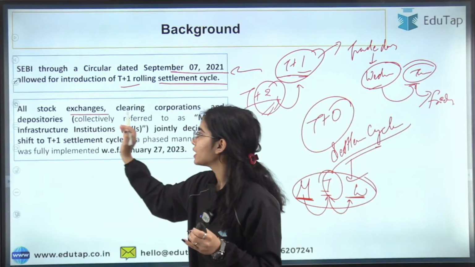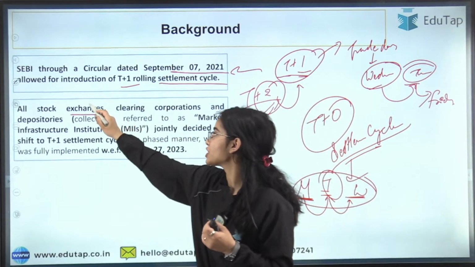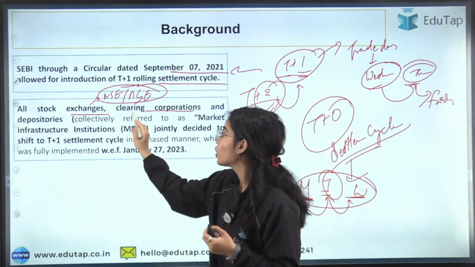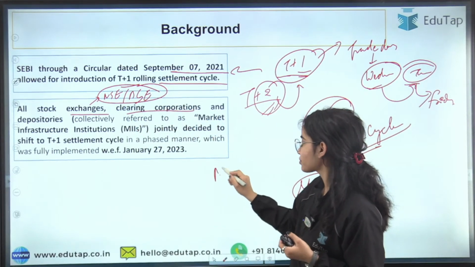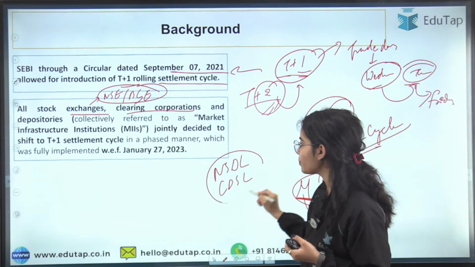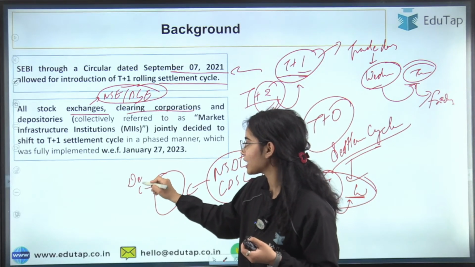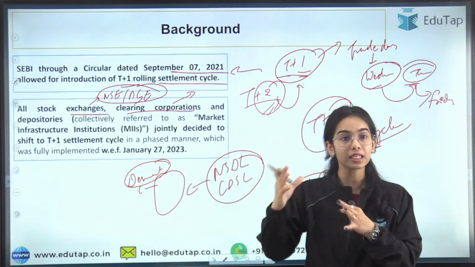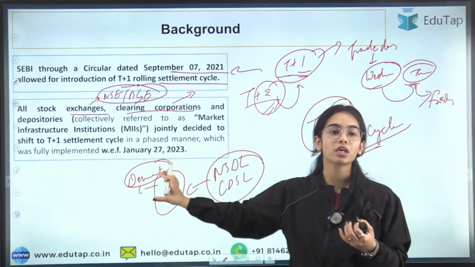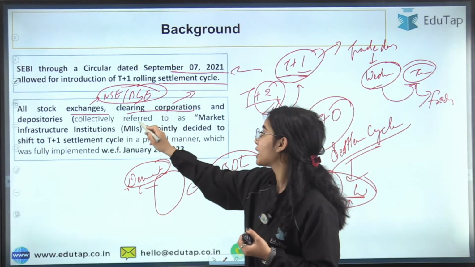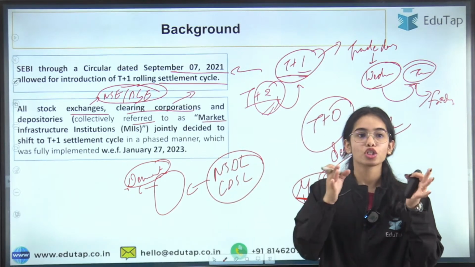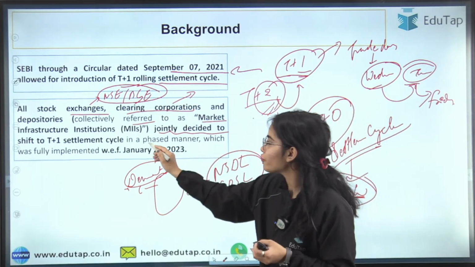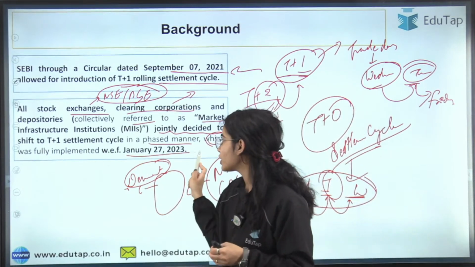Now all the stock exchanges, that is the NSE, the BSE, the National Stock Exchange and the Bombay Stock Exchange, the clearing corporations that clear and settle the trade, and the depositories such as NSDL and CDSL that keep your securities in demat form, are collectively referred to as the market infrastructure institutions. They jointly decided to shift from the T+2 settlement cycle to the T+1 settlement cycle in a phased manner, which was fully implemented by January 27, 2023.